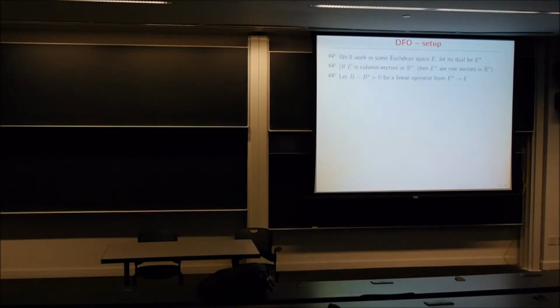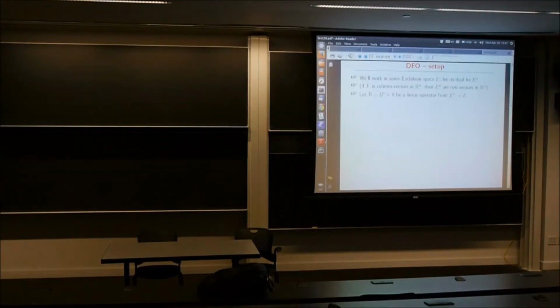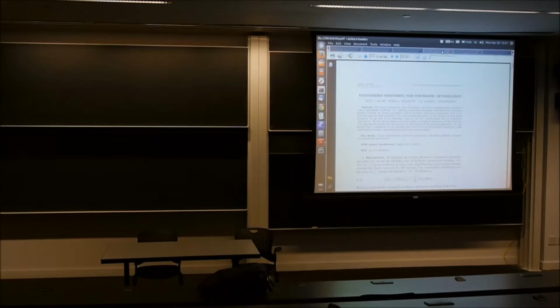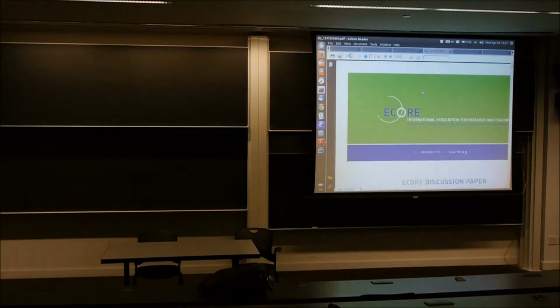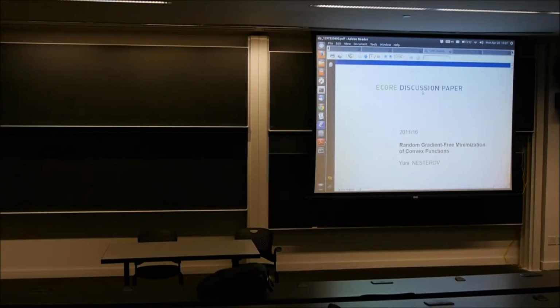So let's look at some basic setup. If you want to follow along on your laptop, a lot of what I'm talking about is based on this paper by Yuri Nesterov on random gradient-free minimization of convex functions. I cite this only at the end, but you can look at it right now if you want. Most of what I'm talking about now is simplified from this paper.